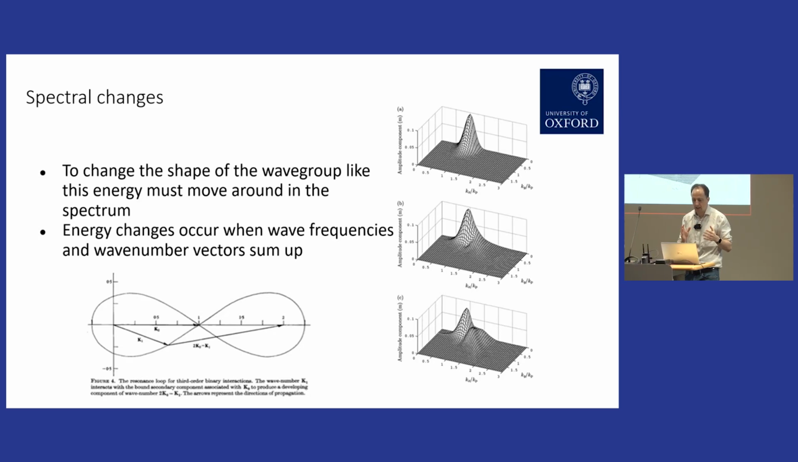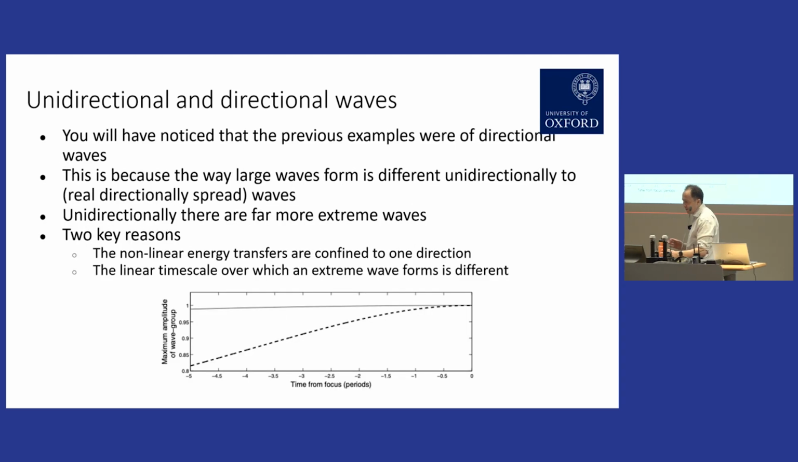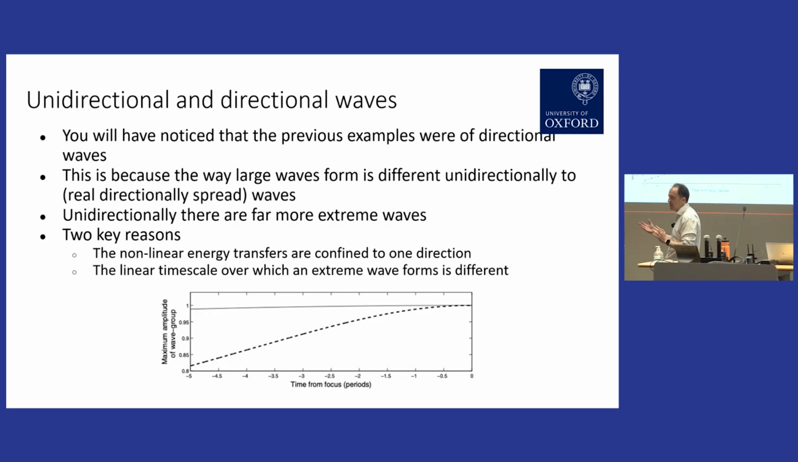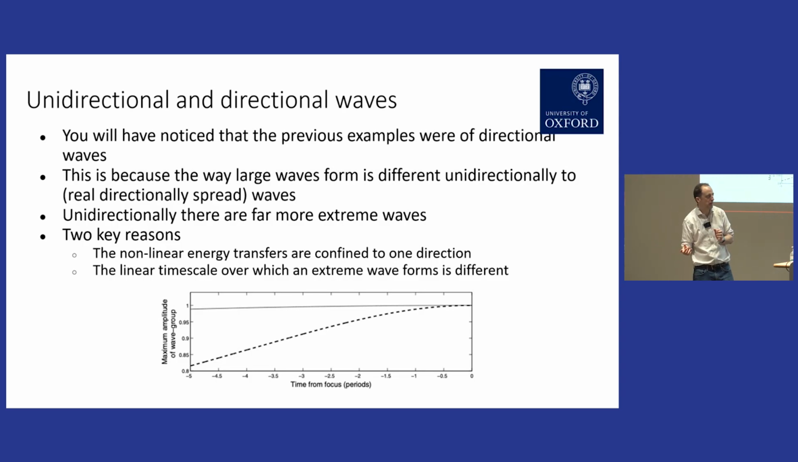So that's at least my view. I've already spoken a bit about this, but I really want to make a point about the difference between unidirectional and directionally spread waves. The examples you've just seen were all for directionally spread waves. Making waves directionally spread makes things a lot more complicated. It's much harder to do analytically, numerically, and certainly experimentally.